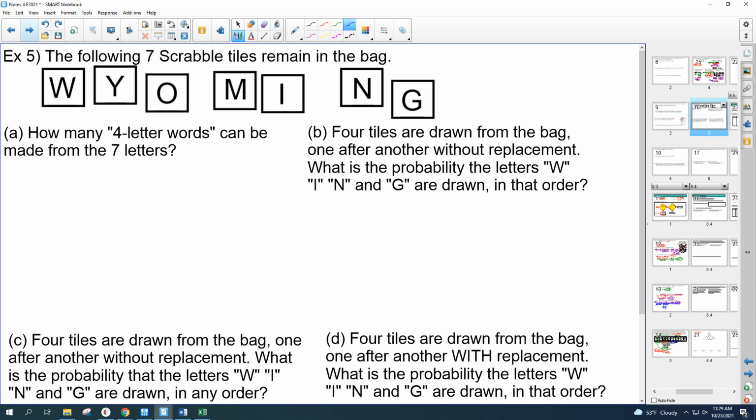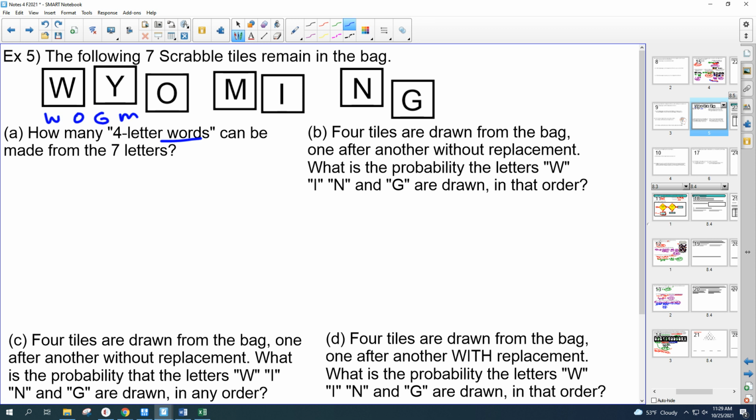The following 7 Scrabble tiles remain in the bag. How many 4-letter words can be made from the 7 letters? So 4-letter words, it doesn't necessarily have to be a word that's in the dictionary. They're calling anything with 4 letters in it, like W-O-G-M, a word. Anything with 4 letters in it, that's a word. So you pick out four of those letters, throw them on the table, that's a word. All right. So how many 4-letter words can be made from the 7 letters?